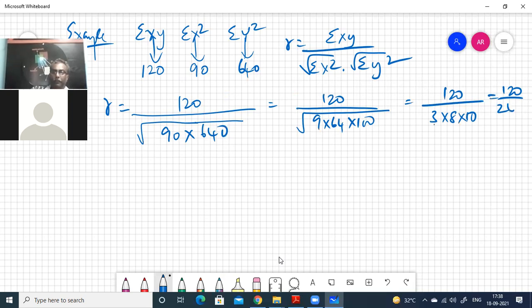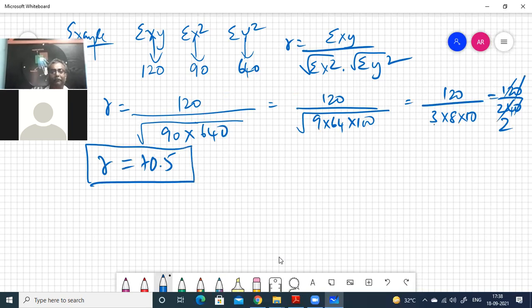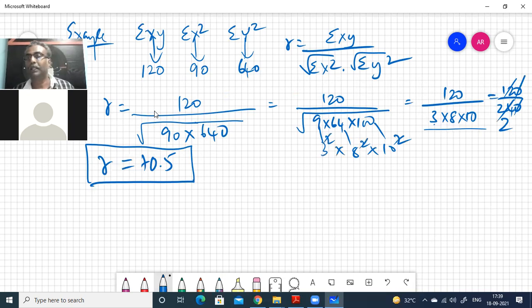120 divided by 240. Cancel, cancel. 12 will go into 24 two times, so half. The answer is 0.5, plus 0.5. Very simple sum. You don't need a calculator for this sum. This fellow simply used 5,76,000 and all that, making the sum look more complex. It's not complex. 9 is 3 squared, 64 is 8 squared, 100 is 10 squared. Once you remove the square and the square root, everything will go 3 into 8 into 10. That's all. 24 into 10, 240. Very simple sum.